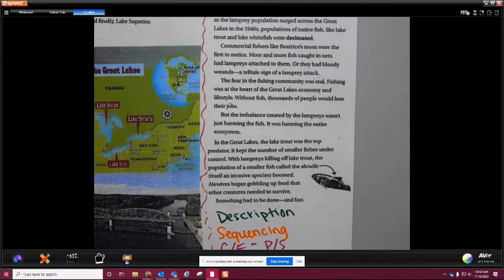With lamprey killing off the trout, the population of the smaller fish, called alewife, itself an invasive species, boomed. Alewives began gobbling up the food that other creatures needed to survive. Something had to be done, and fast.